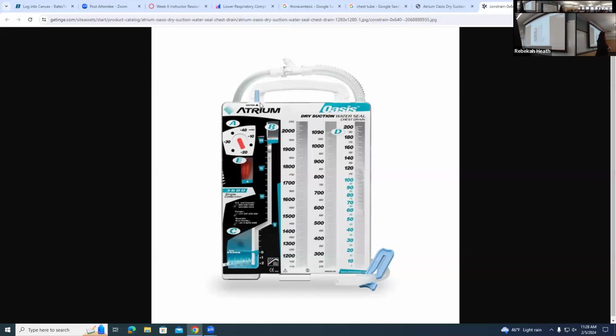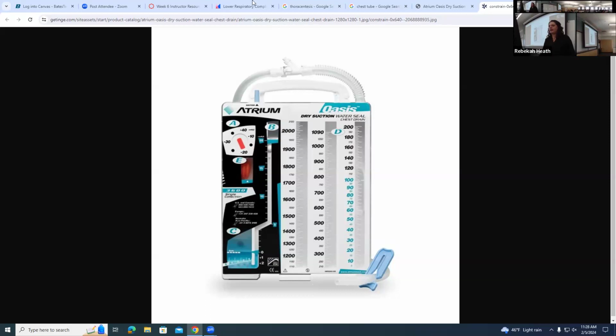Before I would do that, I always check the connections, right? Because if you have a loose connection, that might pull some air in too. So save yourself a little bit of time and always check the connections.